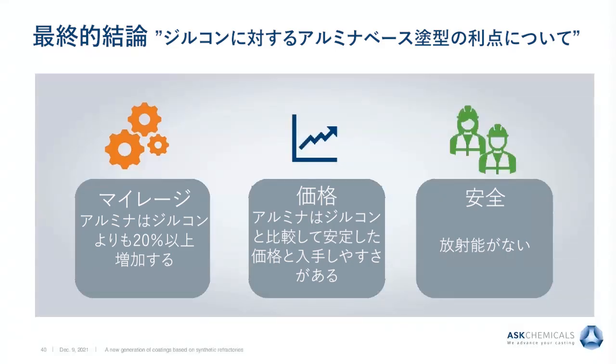Coming to the conclusion, with the new synthetic alumina-based coatings, we have a big advantage in the mileage, up to 20% more efficient than a Zircon-based coating. And you have a big advantage on the price situation, because the prices for alumina are stable and the availability is much better compared to the Zircon silicate. And last but not least, we have the benefit that we don't have any radioactivity in the material.